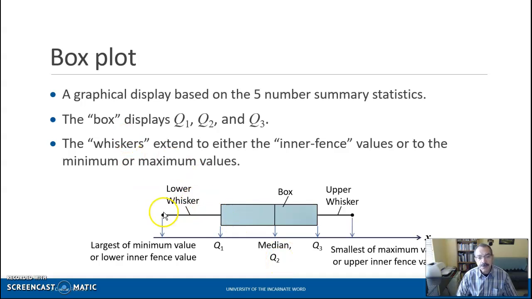Now the whiskers, the lower and upper whiskers, they extend either to the minimum value in the data set for the lower whisker, or something that we call the lower inner fence value. And the upper whisker extends to the smallest of the maximum value in the data set, or the upper inner fence value. All right, let's talk about these inner fence values.